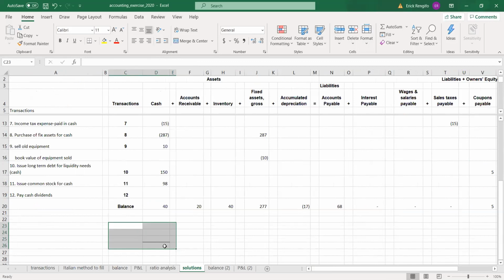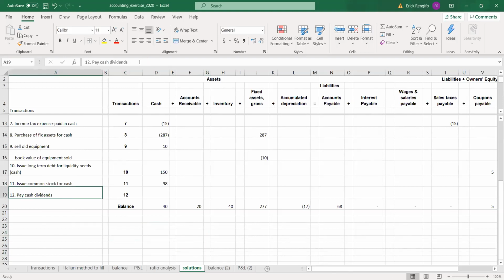Yeah, we don't need this part here. Oh, wait a second, what was this? Guys, you get it? Guys, do you get this one here?